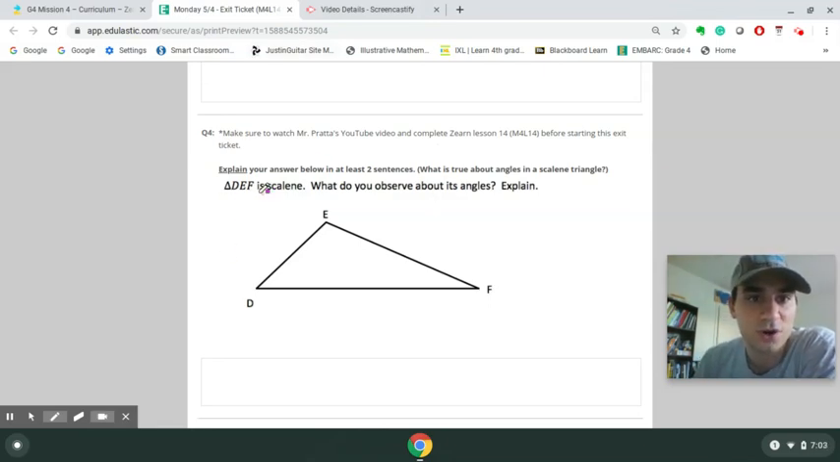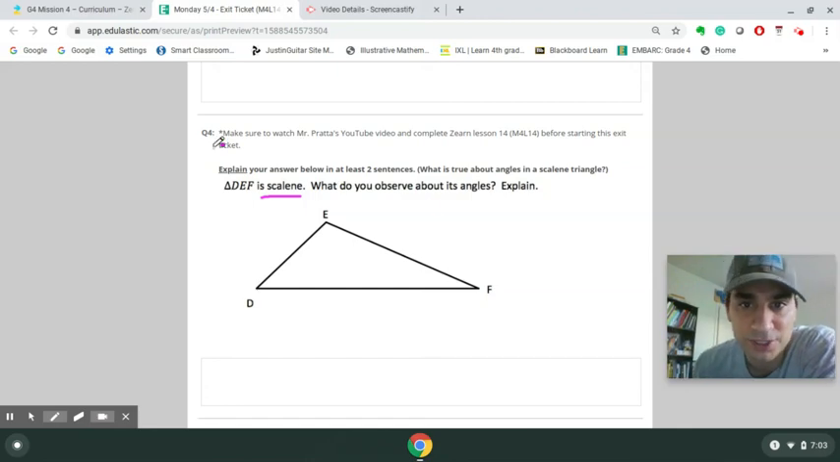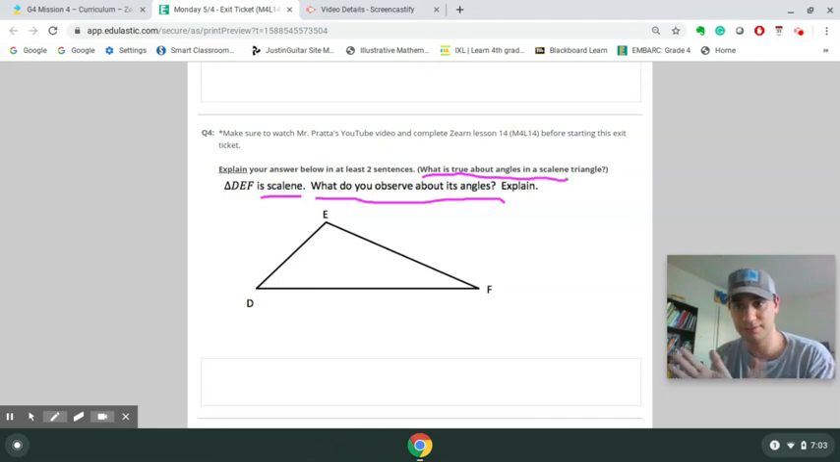For question 4, triangle DEF is scalene. Start to think about scalene. What does that mean about your side lengths? What do you observe about its angles? So think about the side lengths and what does that mean about each angle, okay? I would think about in terms of the angle degrees, all right? Are they the same? Are some the same? Are they all different or just some different? Start to think about what that word scalene means.